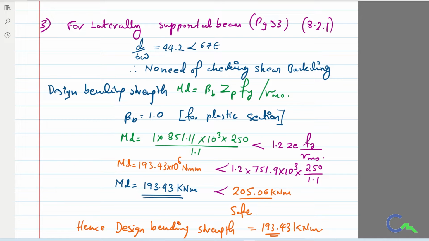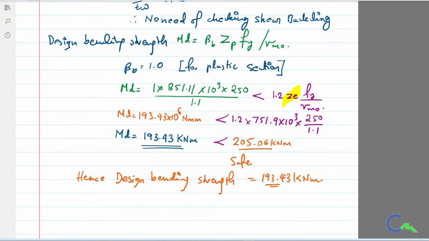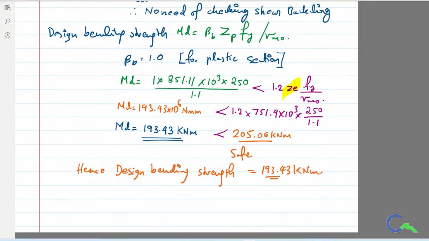So we have to check for the simply supported condition. Whatever value I get should be less than 1.2 ZE Fy / gamma M0. Also we have to note down from the steel table the value of ZE. If I substitute these values, I will get 193.43 kilonewton meter, that is the bending strength or design strength of the beam, which is less than 205.06 kilonewton meter. So therefore I can say that it is safe.